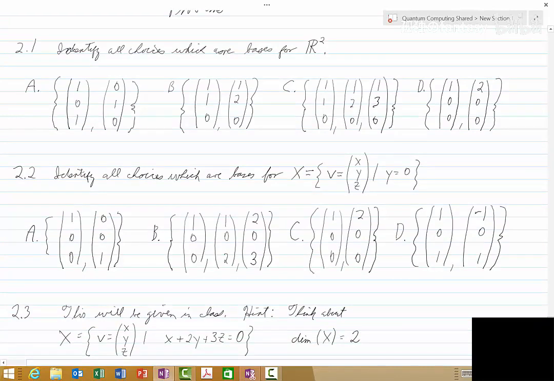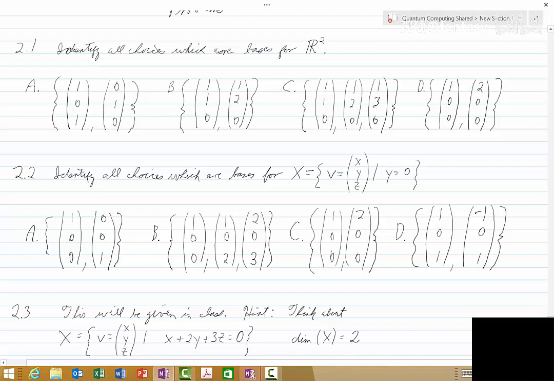And so again, you have some choices down here, and you should pick all of them. Again, there may be more than one. All of these that are bases for the subspace under consideration. And then 2.3 will be given in class, but I think it is sort of a tricky one, so I'm going to give you a hint to think about this. Say X is equal to the set of all vectors in R3 such that X plus 2Y plus 3Z is equal to 0. Could you find a basis for that?